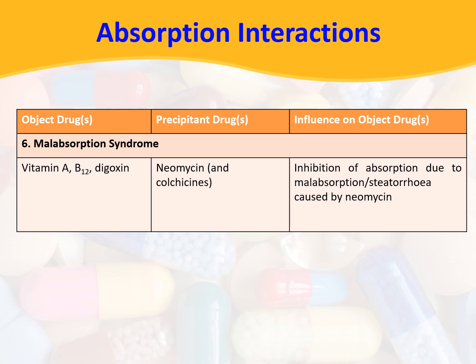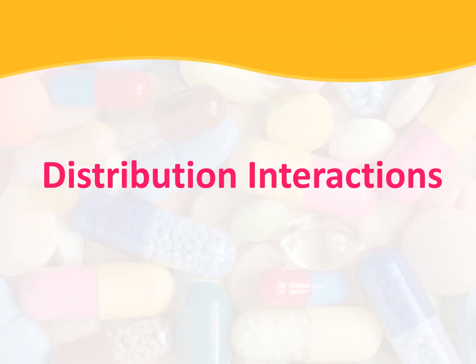Next, coming to malabsorption syndrome. Whenever vitamin A, B12 and digoxin are taken along with neomycin and colchicine, it leads to inhibition of absorption of vitamin A, B12 and digoxin due to malabsorption or steatorrhea caused by neomycin. Next, coming to distribution interactions.